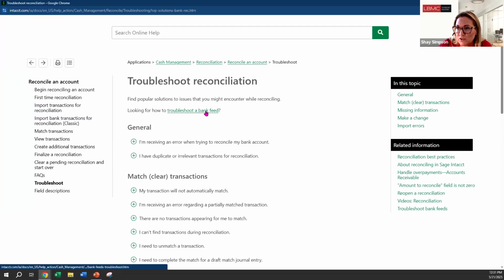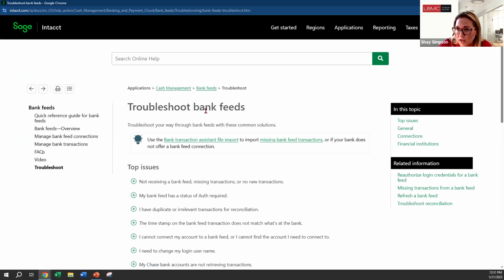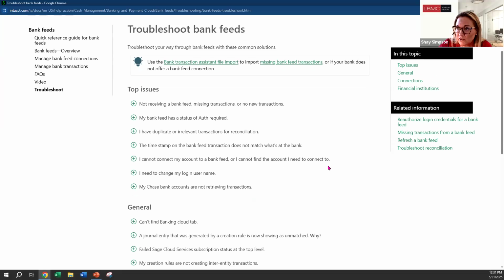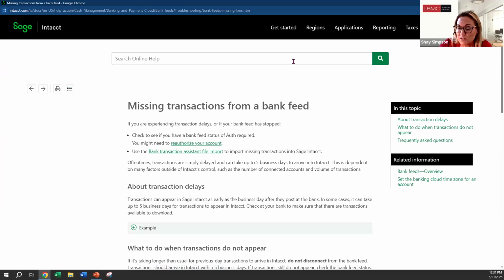There's also even troubleshoot a bank feed. So if any of you have that automatic bank feed connection for any of your cash accounts, this is another really, really good one to come in here. This was one that we hear pretty frequently: missing transactions from a bank feed.